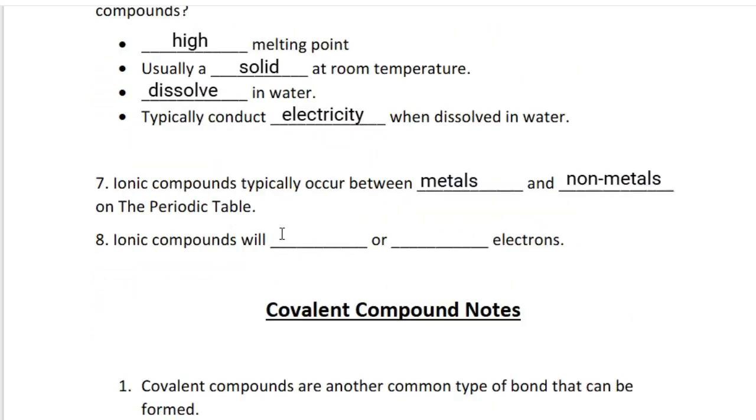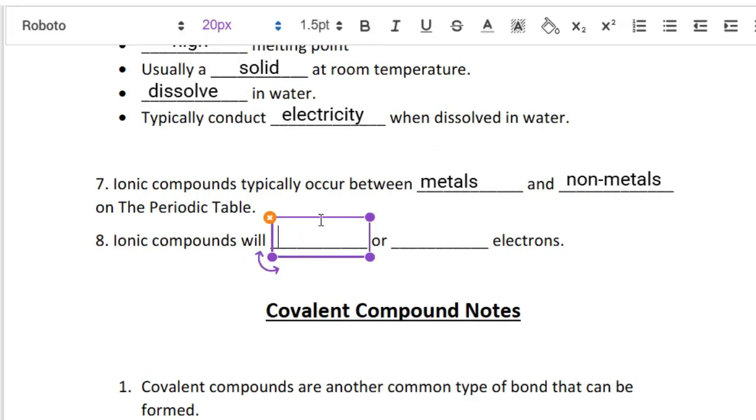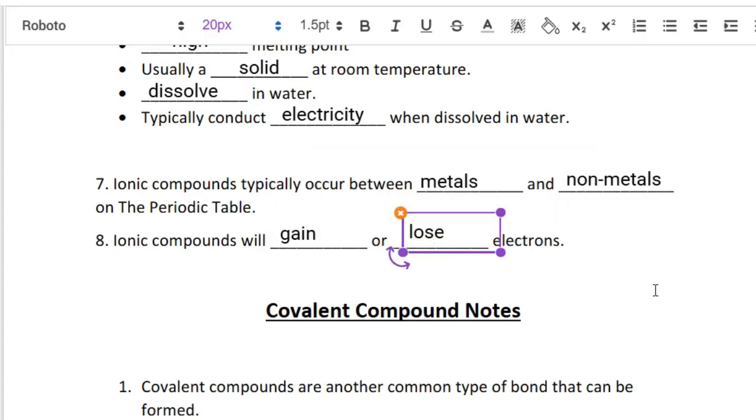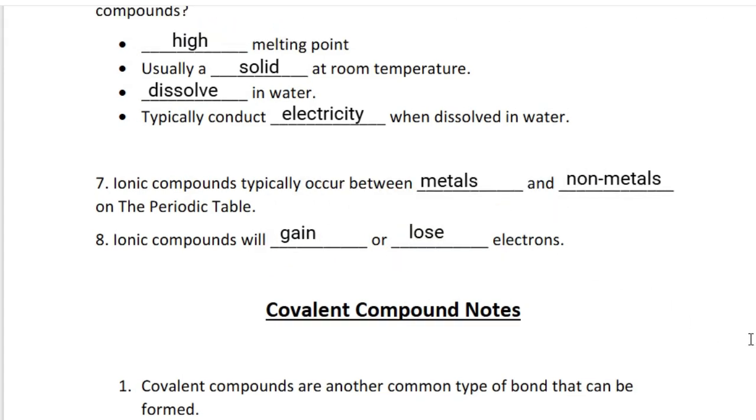If you think back to sodium and chlorine, sodium lost an electron and became positive. Chlorine gained an electron and became negative. So ionic compounds will gain or lose electrons. So that's another way that you can identify them.